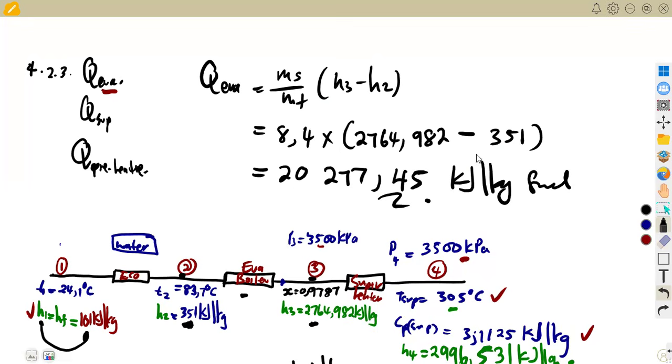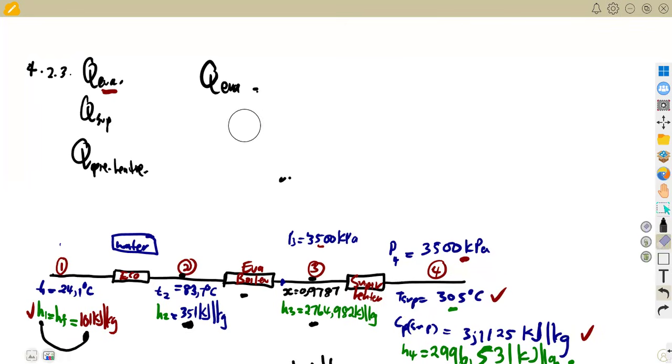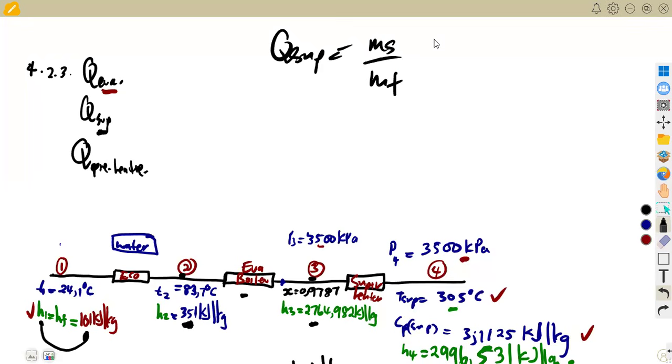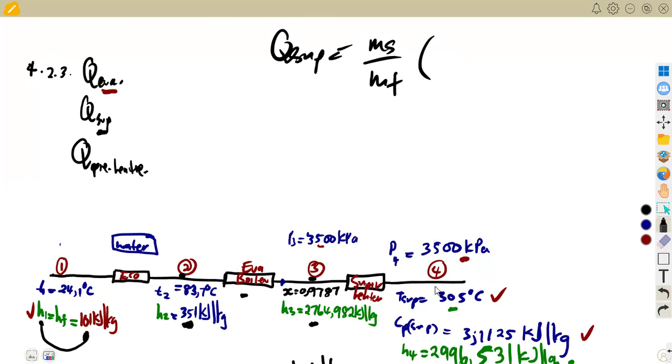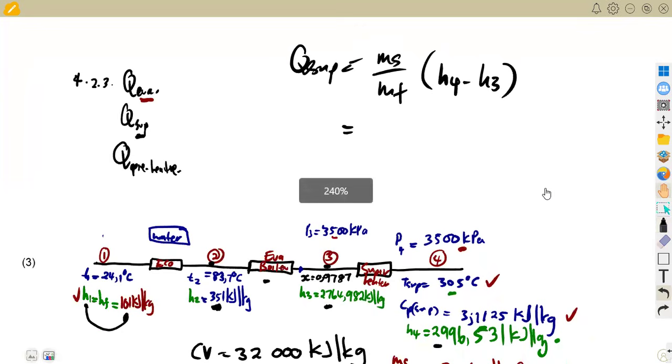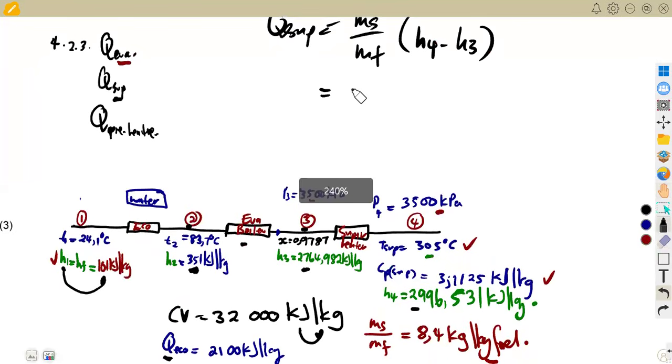All right. Let's hope we remember this, guys, because I just need to remove this and calculate for the other one that follows, which is for the superheater. So Q sup, just like what we found there, the mass of steam over the mass of fuel. But what is affecting the superheater? The output is H4. The input to the superheater is 3. So it's going to be H4 minus H3. The mass of steam, mass of fuel, everything we have. This is 8,4 kilogram per kilogram fuel that we are given.